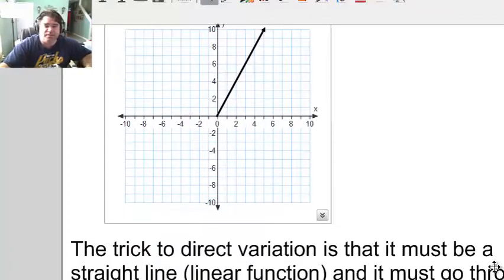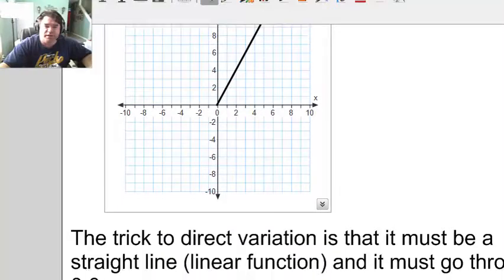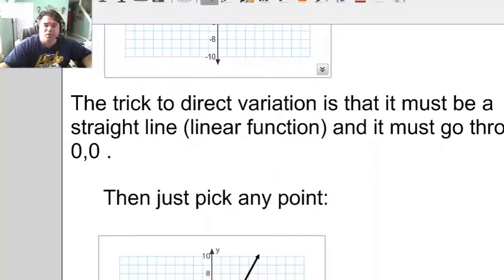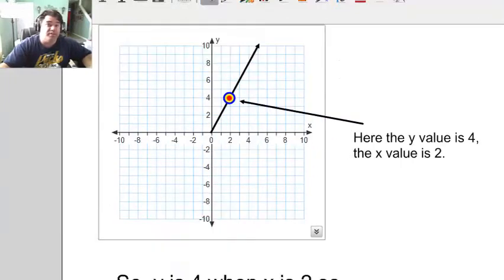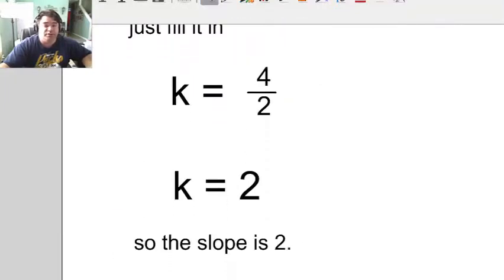So let's take a look here. Must go through 0, 0. We just talked about that. Pick a point, any point. So here the y value is 4 and the x value is 2. So all you have to do is take 4 divided by 2. Slope is 2. Just that easy.